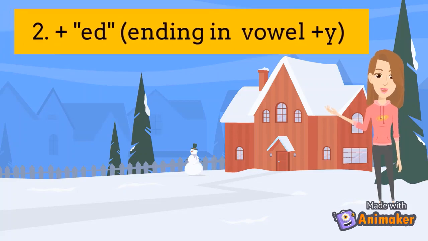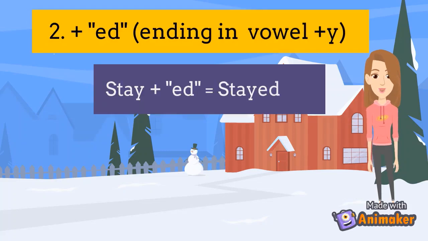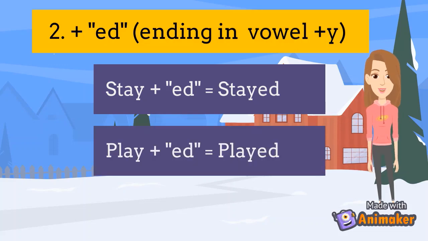Vowels are A, E, I, O, U. Let's look at the example. Stay. The last two letters of stay are A, which is a vowel sound, plus Y. In this case, you have to plus ED in order to form past tense. S-T-A-Y-E-D, stayed. Well, same goes to the word play. The last two letters are A followed by Y. Thus, you have to plus ED to form past tense. So it becomes P-L-A-Y-E-D, played.